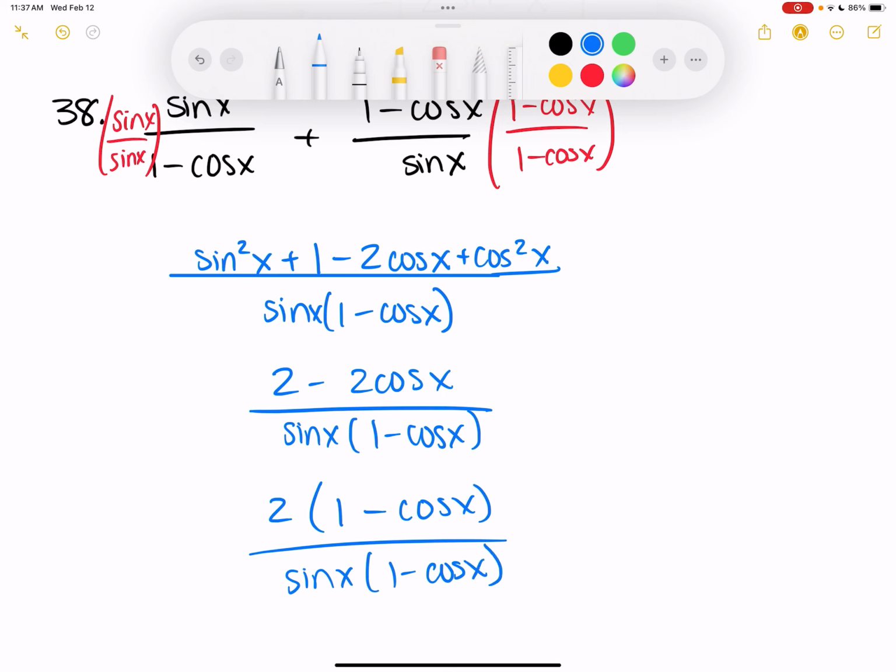So now, since this stuff's all being multiplied, I can cancel out the 1 minus cosine of x, and that gives me 2 over the sine of x, which can be rewritten as what? 2 cosecant of x. Yep, 2 cosecant of x. All right, any questions about any of that so far?